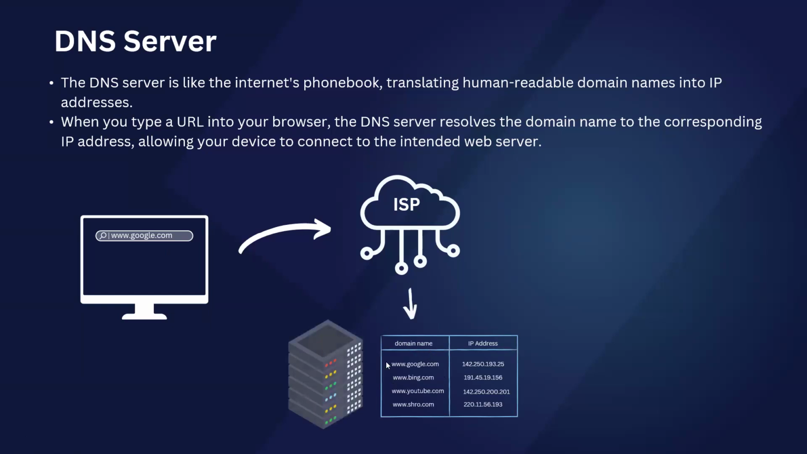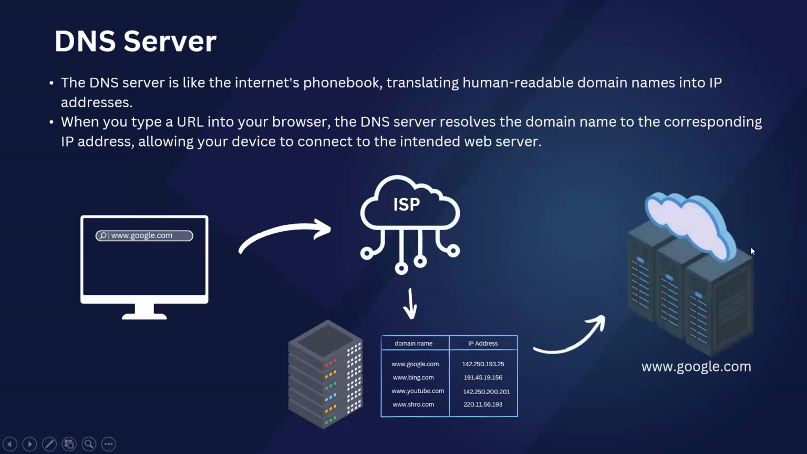And in each of those records, there's a linking with every domain name to its corresponding IP. So google.com stored on so-and-so IP. Bing.com stored on so-and-so IP. YouTube.com stored on so-and-so IP. Show.com stored on so-and-so IP. So basically, every record consists of a linking between a domain name and its corresponding IP. And from that IP address, now it reaches the correct server. So the request is sent to the Google server. So that is what a DNS server does.